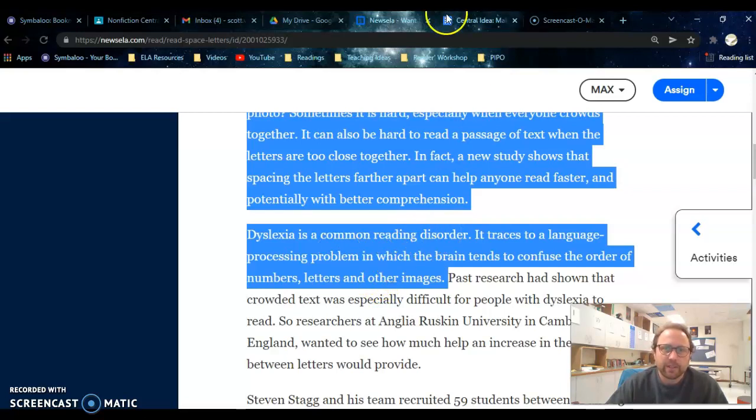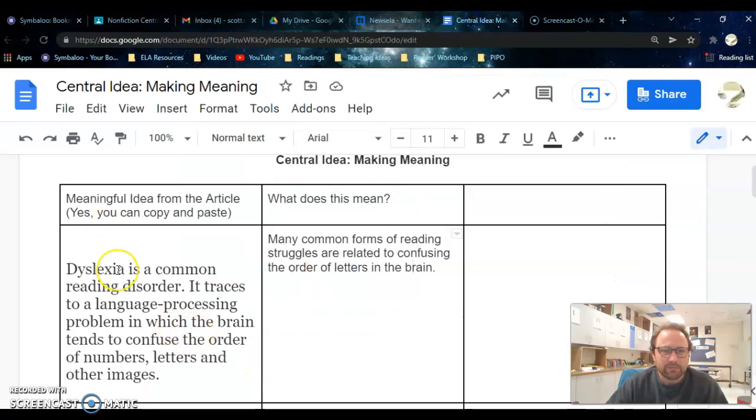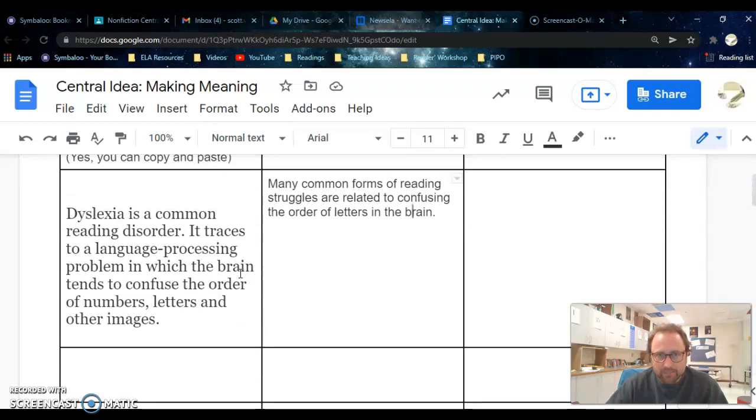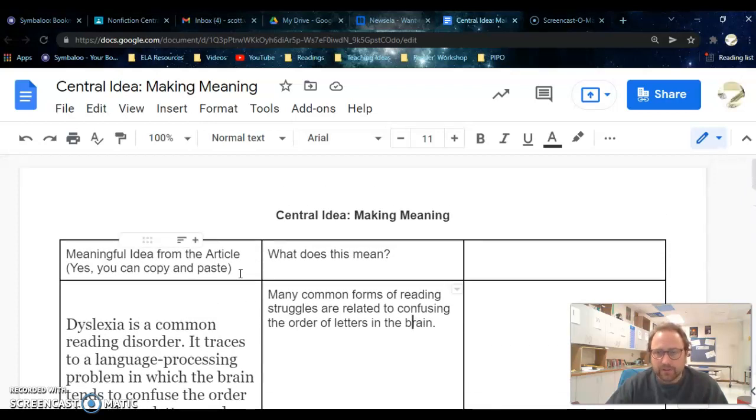And as you have done, you should have copied and pasted that directly into the meaningful idea from the article, and then next to it, saying what it means. So many common forms of reading struggles are related to confusing the order of letters in the brain. And that's how I translated it into my own words and made meaning for myself. You should have 3 or 4 of these at least to get the work done to figure out the central idea. Okay? So that's step 1.